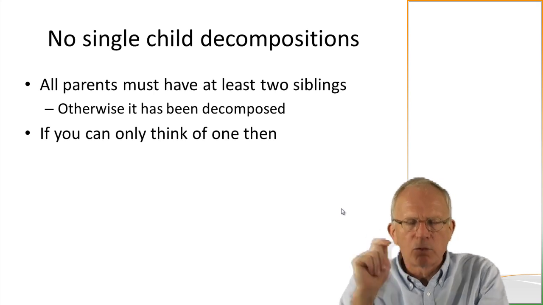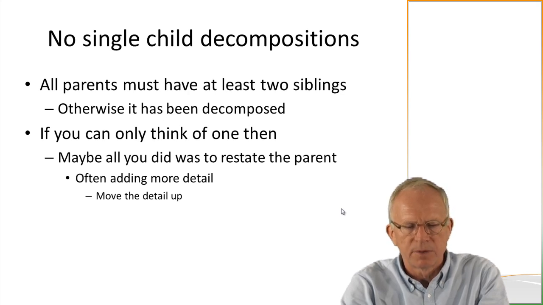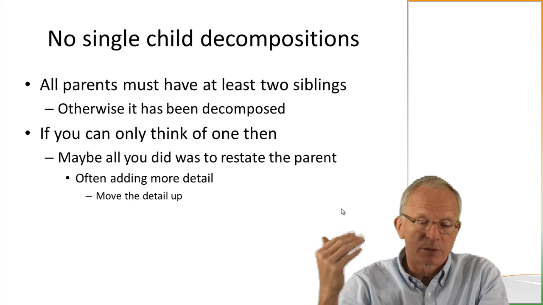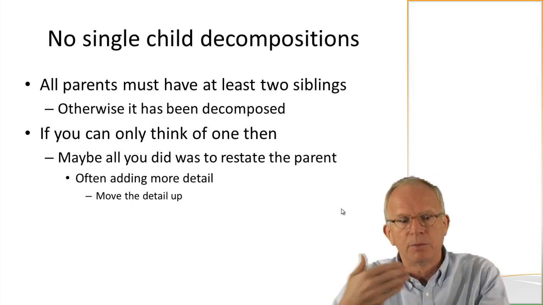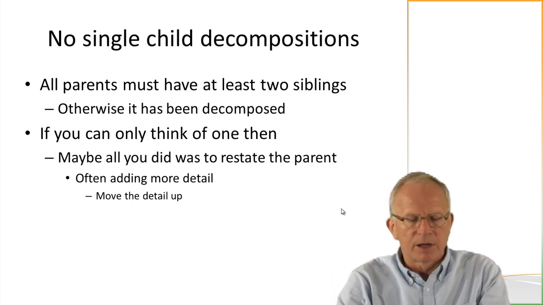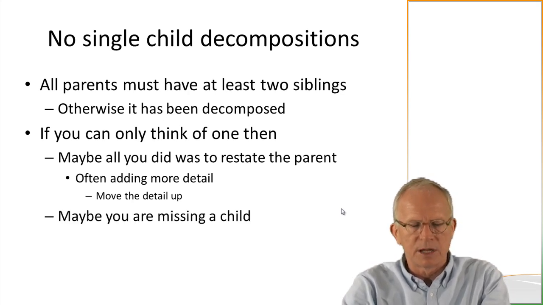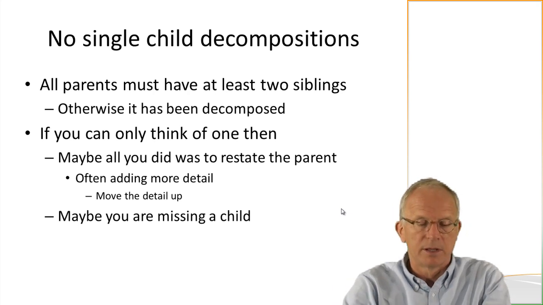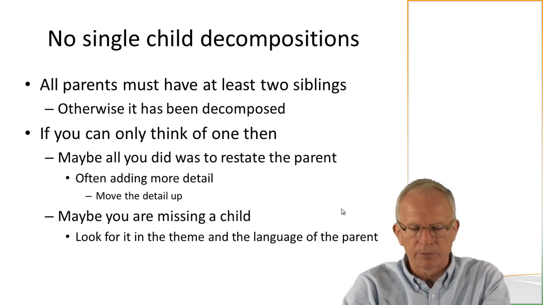If you can only think of one child, then probably one of 2 things is true. Maybe all you did in that child was restate the parent. Maybe you added some more detail. All right, then move the detail up and put it in the parent. So sometimes when you come up with a one-child decomposition, it's just restating the parent. But maybe you're missing a child, and that means you were not collectively exhaustive. So you want to be very careful about that. Go back and say, did we completely decompose it?